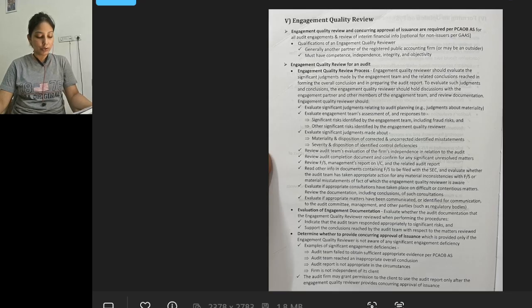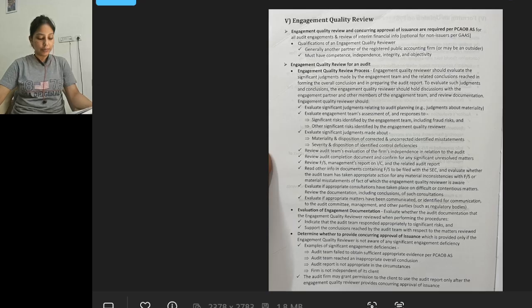The engagement quality reviewer should evaluate the significant judgments relating to audit planning, and evaluate the engagement team's assessment of and responses to significant risks identified by the engagement team, which include fraud risk and other significant risks identified by the engagement quality reviewer. Also evaluate the significant judgments made about materiality and the disposition of corrected and uncorrected identified misstatements, and the severity and disposition of identified control deficiencies.